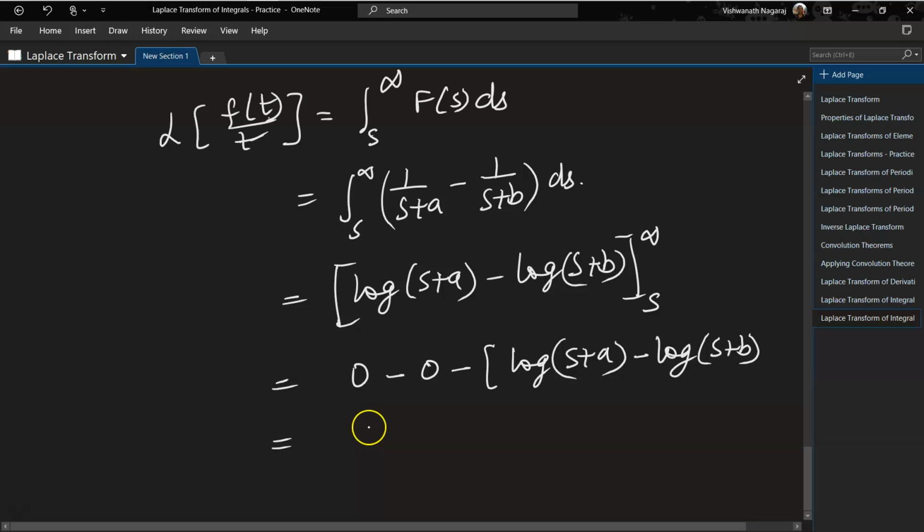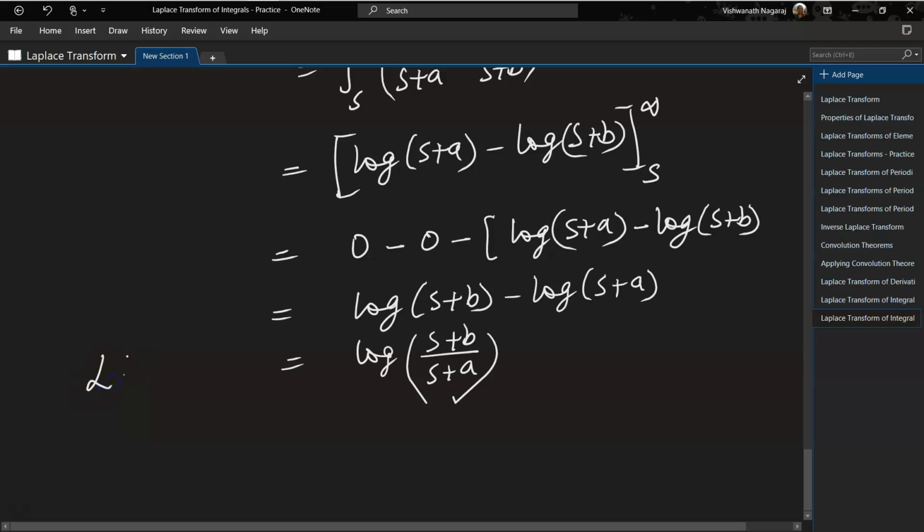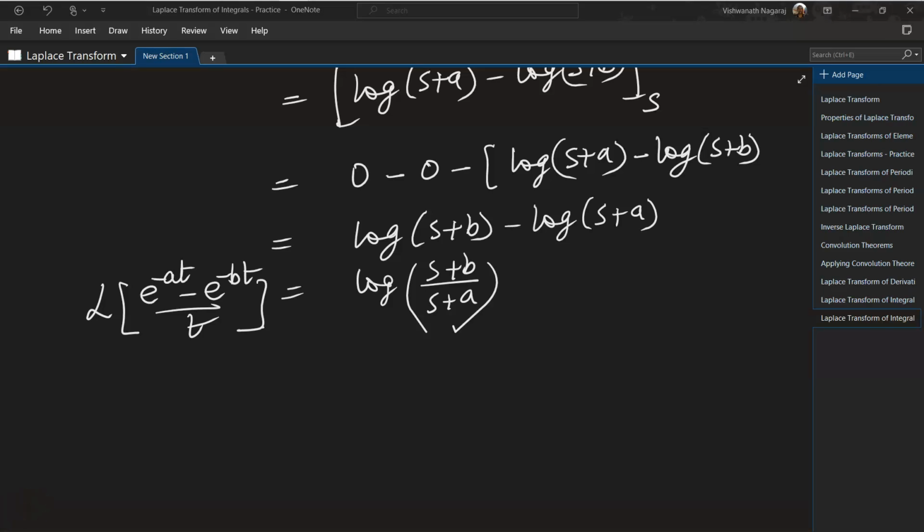This becomes plus, this becomes minus, so log of s plus b minus log of s plus a, which can be written as log of s plus b by s plus a. So that is the Laplace transform of f of t by t, which is e to the power of minus at minus e to the power of minus bt by t. So as you might have noticed, things become much simpler. Now let's have some fun.